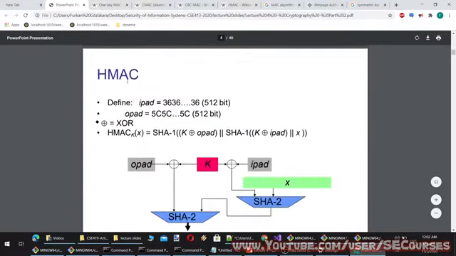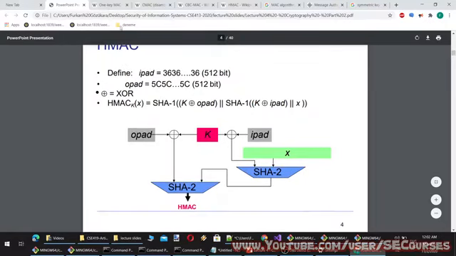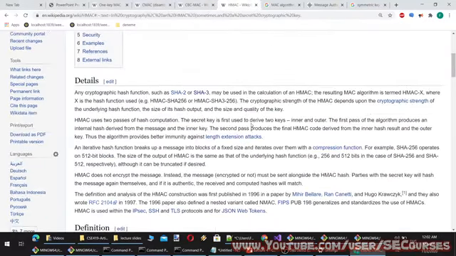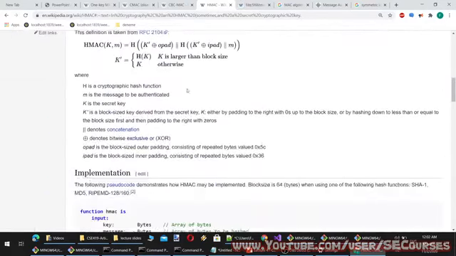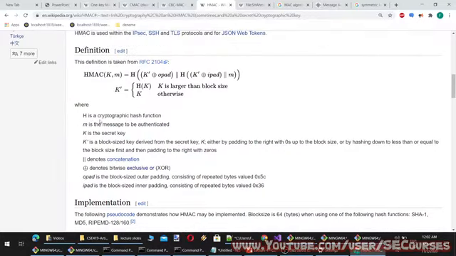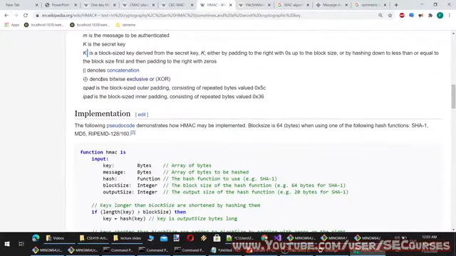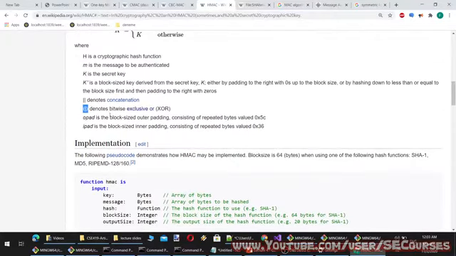So how does HMAC work? I think we can check from some example perhaps here. Okay, so H is a cryptographic hash function, so any cryptographic hash function can be used. M is the message to be authenticated. K is the secret key. K prime is a block-sized key derived from the secret key. And this denotes the bitwise exclusive or, XOR.